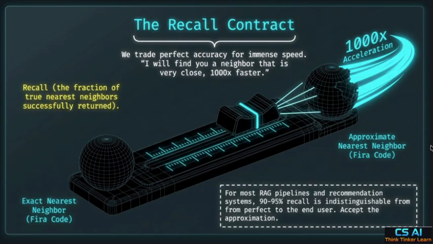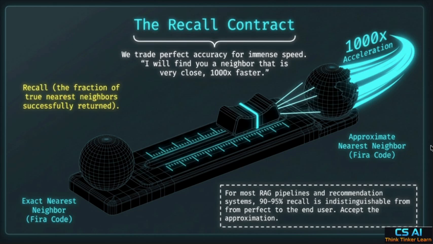To beat the brute force wall, we must sign the recall contract. We agree to trade perfect accuracy for immense speed. This is approximate nearest neighbor search. Instead of finding the absolute best neighbor every time, we aim for a very close neighbor 1000 times faster.